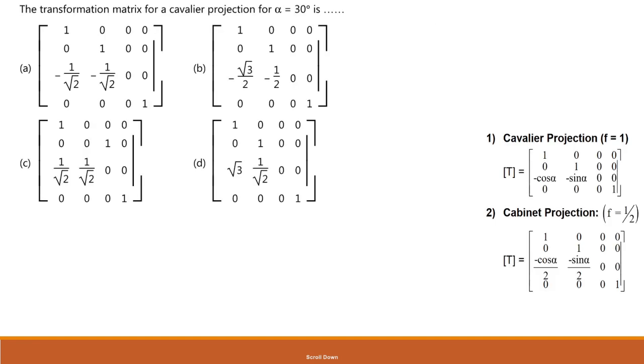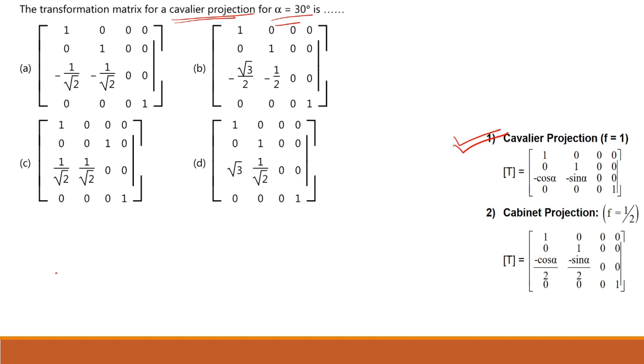Okay, now the next one: the transformation matrix for Cavalier projection for alpha equal to 30 degree is. For this you should know two formulas, that is, what is the transformation matrix for Cavalier projection and what is the transformation matrix for Cabinet projection. Since the value of alpha is given and we want the Cavalier projection, let us use this first formula for Cavalier projection. So alpha is 30 degree, okay.